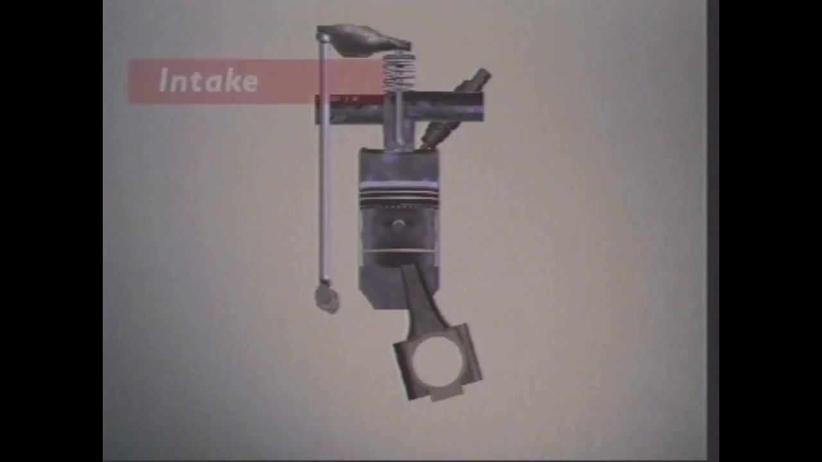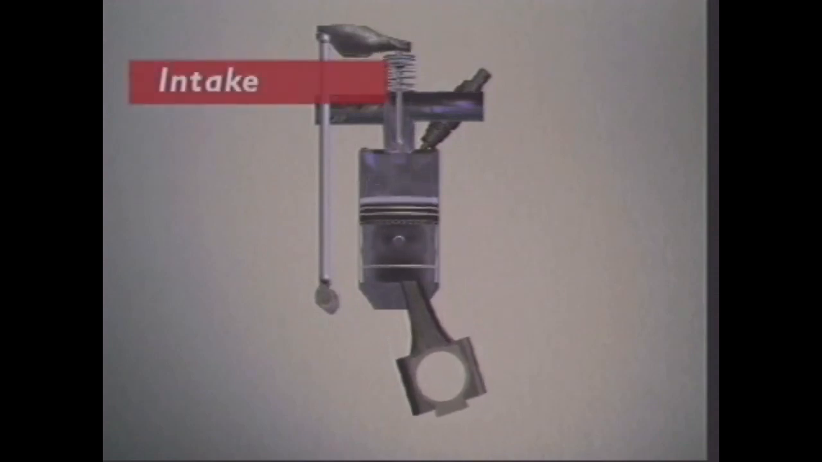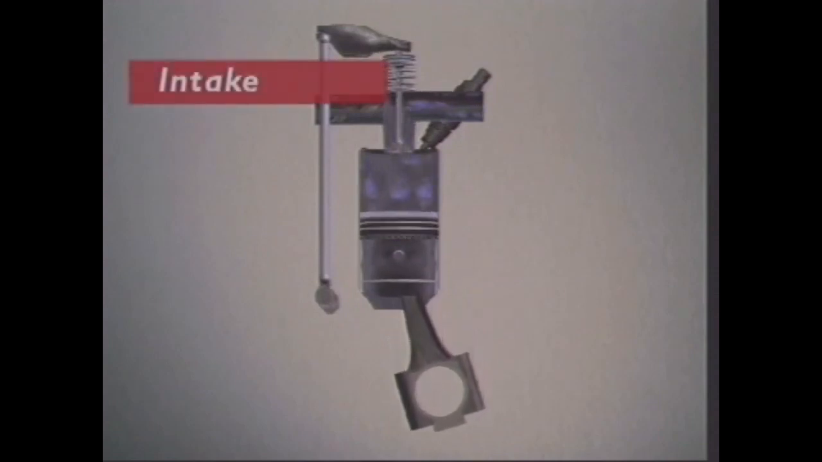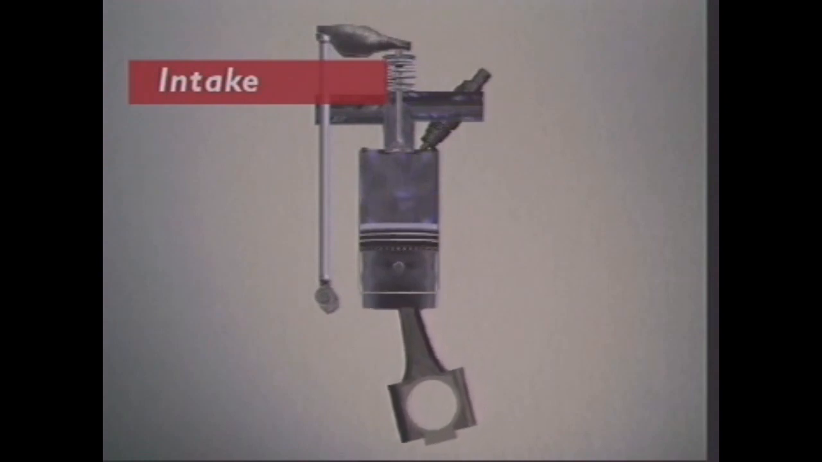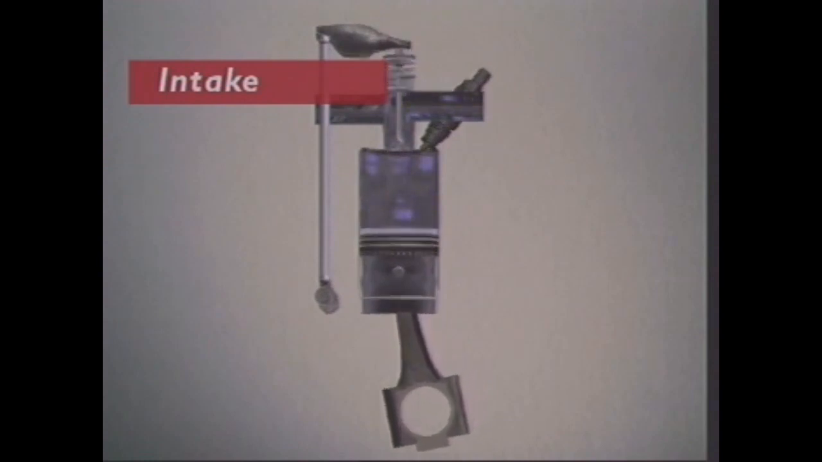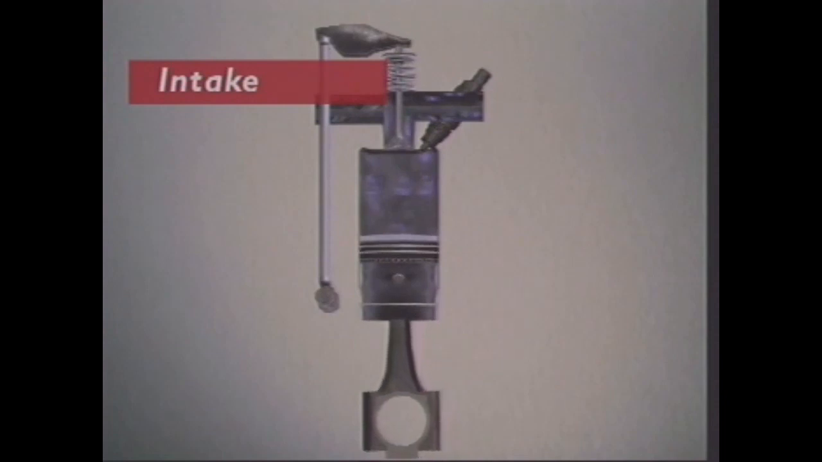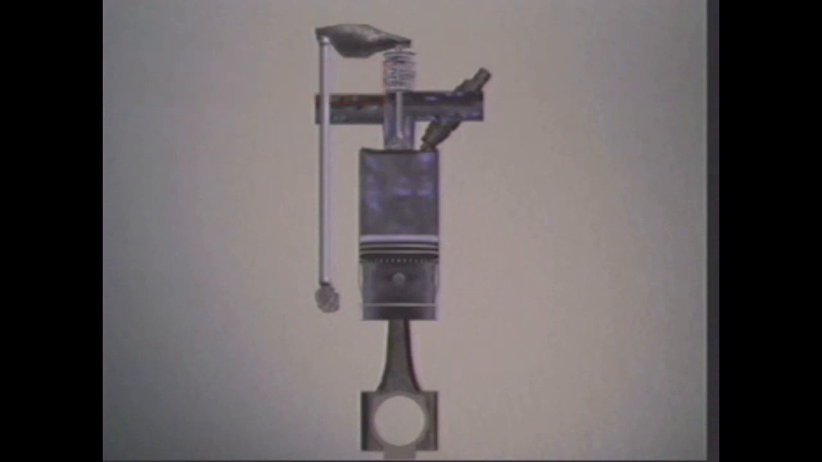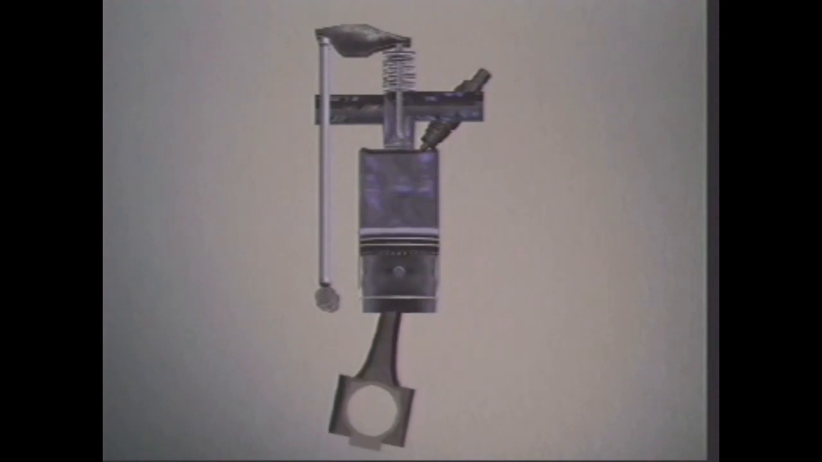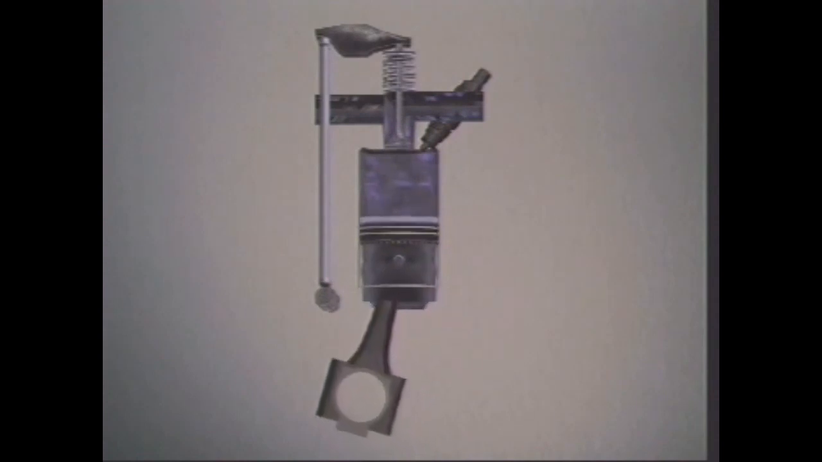In intake, or induction, the inlet valve opens and the piston starts to move down from top dead centre. Air enters the cylinder through the inlet port. When the piston reaches bottom dead centre, the cylinder is full of air. The inlet valve closes. The piston starts up from bottom dead centre. The exhaust valve is closed, so the cylinder is sealed.